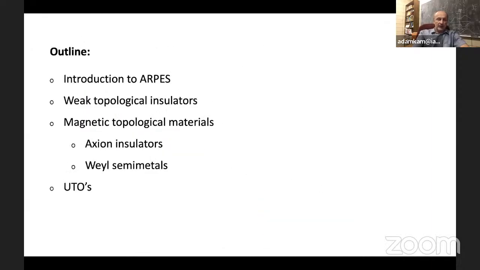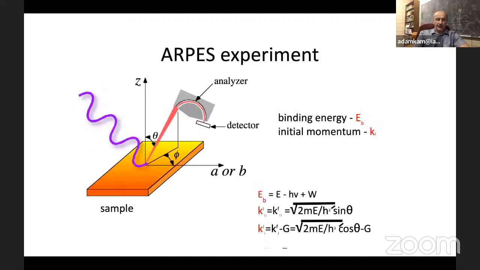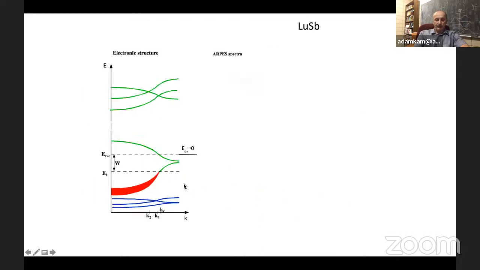For the brief outline of the talk, I'll introduce ARPES. I think this is probably the first talk on ARPES in this conference, and then talk about several different classes of topological materials. The ARPES technique is well established by now. It relies on shooting photons onto the sample, extracting electrons, and by measuring the intensity of those photoelectrons as a function of energy and angle, we can find out the primary quantum numbers of electrons, the binding energy and its momentum.